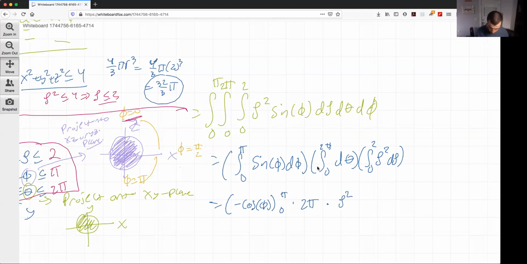And this is going to be rho to the third over 3 between 0 and 2. Here we see that we're going to have negative cosine of pi, which is going to be 1, minus negative 1, which is going to be 2. Doing this, we're going to get 2 here. We'll get 2 pi. And then we'll get 8/3, because I would just plug in the 2 here. And if I plug these in, I get a whopping 32 pi over 3, which is our answer that we got up there. Seems like a thing.